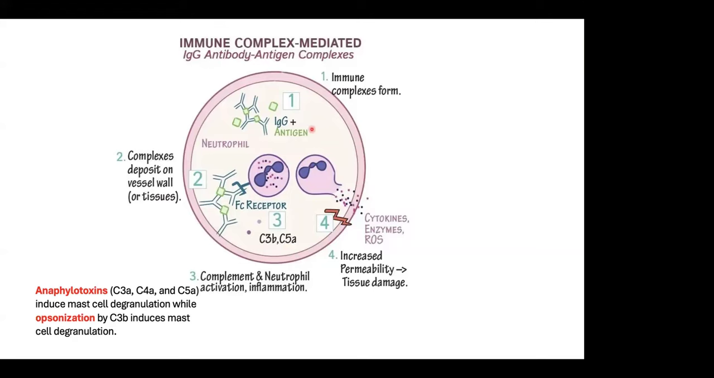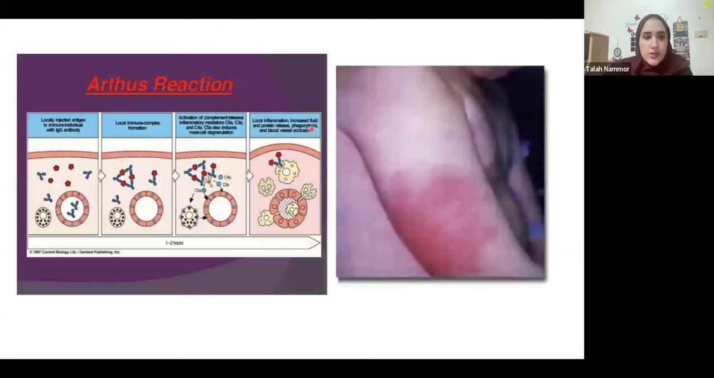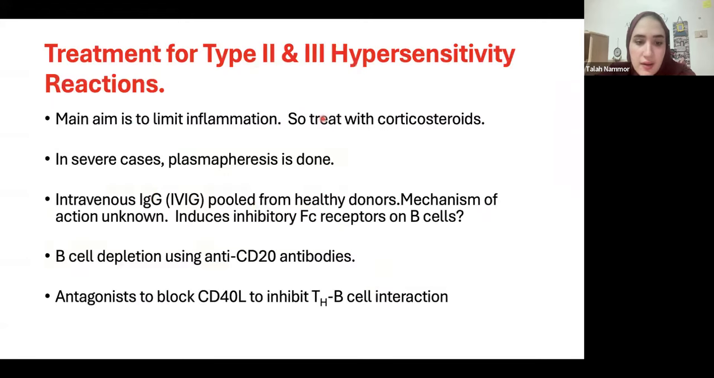Okay. So this is the Arthus reaction. You see, guys, basically we have immune cells with antigens. They're forming complexes. These complexes are just deposited in the skin. And then this deposition causes inflammation. And you can see here, guys, how it's red because of the inflammation.